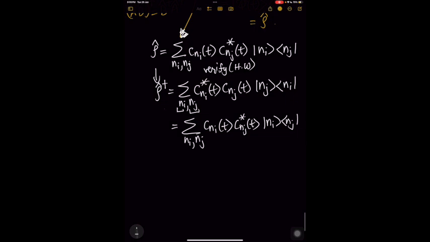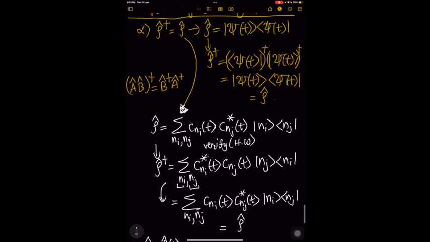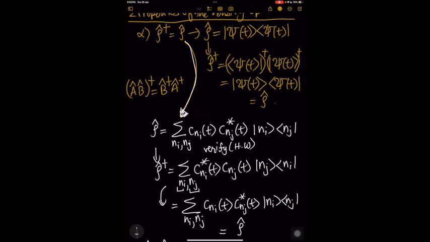So from here to here is just swapping the indices n_i and n_j within the summations, which is a valid mathematical operation because they're just dummy indices used for the summation. You can observe that this is the same as rho hat. So rho hat here is the same as rho hat dagger. This is a more mathematically rigorous proof for the hermiticity of the density operator.